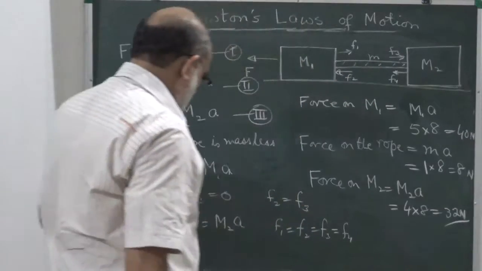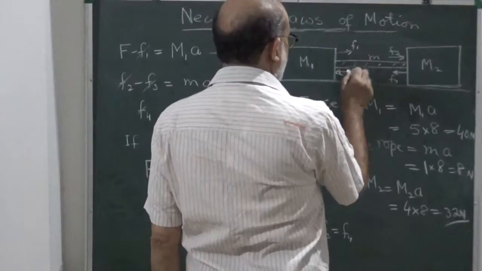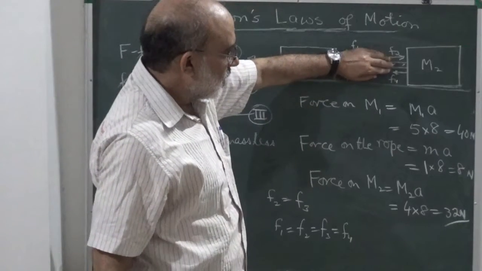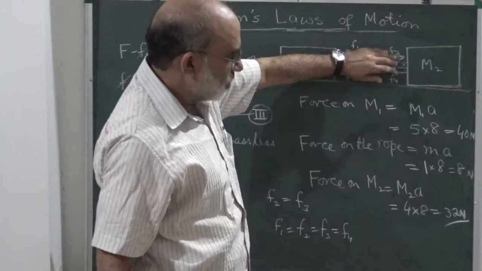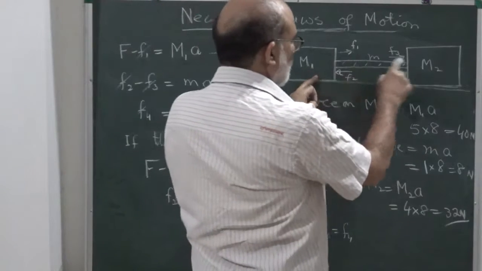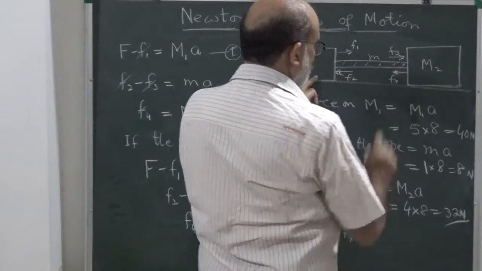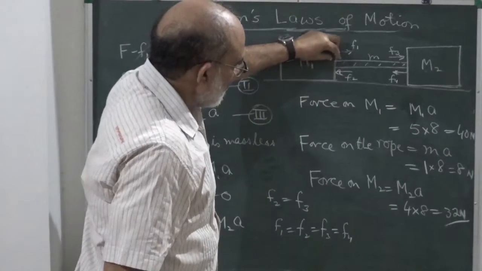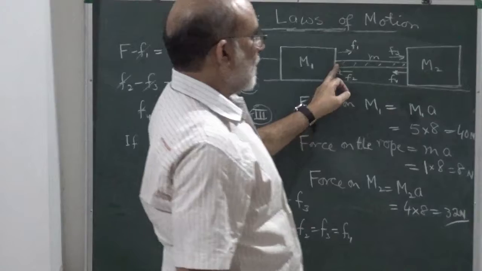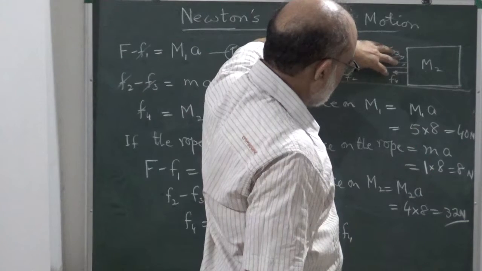Now in this case, when the ropes are massless, it means this F1, F2, F3, F4 are equal. It means no force is required for the rope. Rope requires no force for its acceleration. All it does is that it just simply transfers force from M1 to M2 without any use. That's why this F1, F2 is equal to F3, F4. Here F1 is 40 and here F4 is 32. The difference, 8 Newton, is required for the rope to accelerate.